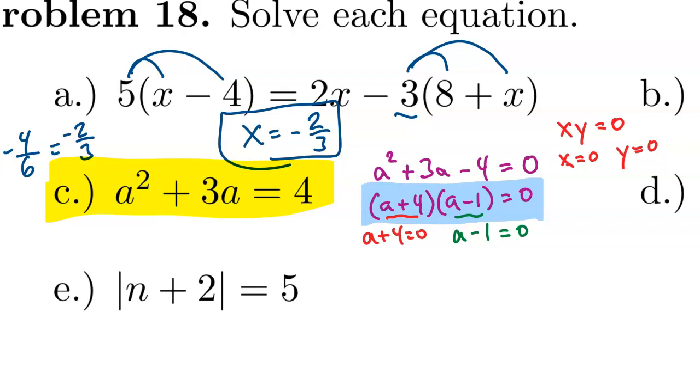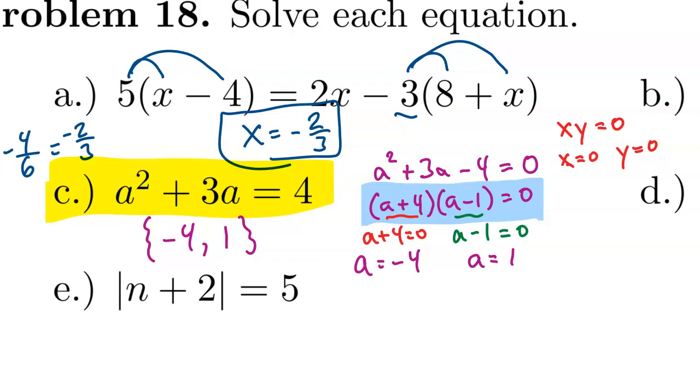If the first equation is true, we get that a equals negative 4 by subtracting 4 from both sides. And if the second equation is true, I get that a equals 1. And so either one of those equations can be true to make the initial equation true, so we get two solutions. My solution set is negative 4 or positive 1. And since those two solutions are pretty friendly, I'm going to take a moment to check that they work.